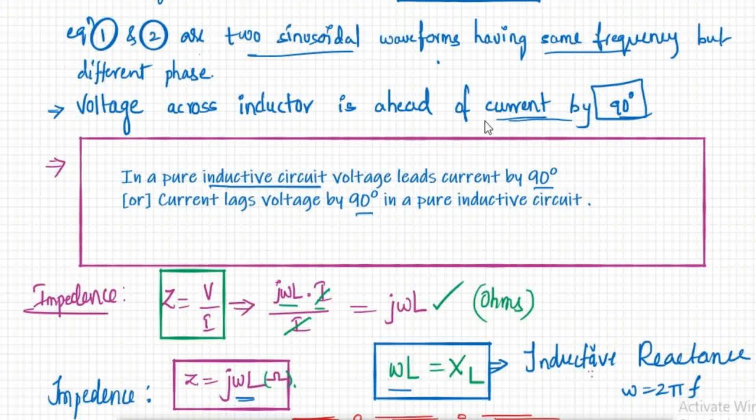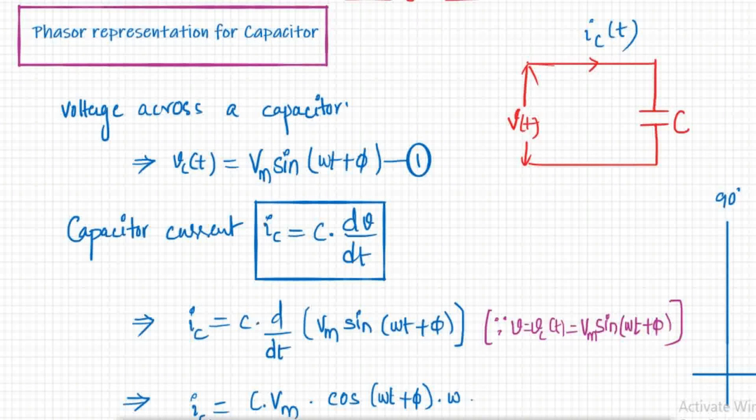Okay, now let us proceed to the phasor representation of a capacitor. Here we have a capacitor C and we have applied a sinusoidal voltage, and there is a current iC of t flowing through the capacitor. The voltage across the capacitor is Vm sin(omega t plus phi); let us take it as equation 1. The capacitor current iC equals C into dV by dt. In place of V I am going to substitute equation 1, so iC equals C d by dt of Vm sin(omega t plus phi).